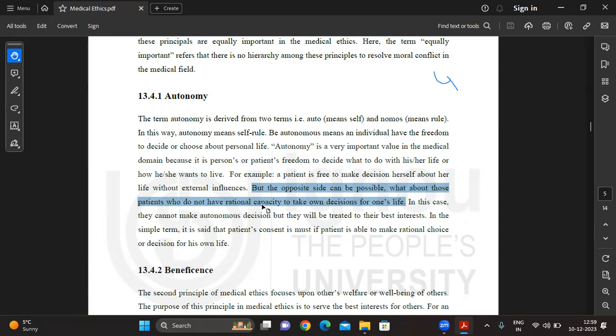उस वक्त you will use this concept of autonomy in the sense you will decide for them as if you are them. You will decide in their best interests without harming them. You will take their decision for themselves, but for their best interests. वो आपको सोचना है. So in simple terms, it is said that the patient's consent is a must if the patient is able to make a rational choice or decision for his or her own life.